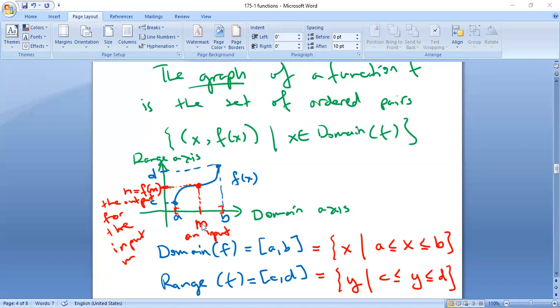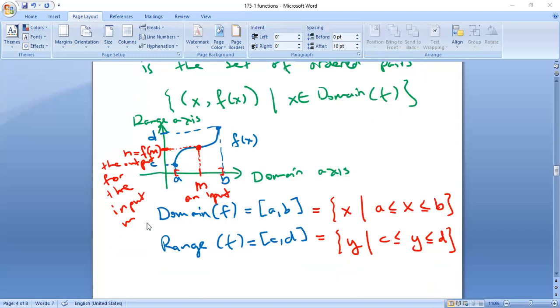So input M corresponds to this output N, or actually I should say the output N corresponds to the input M. And this is how we read the graphs. And also by the graphs, we can easily figure out the domains and the ranges of the functions. So if you project the graph of the function f onto the domain axis, wherever it covers gives you the domain of the function. In this case, AB, closed interval.